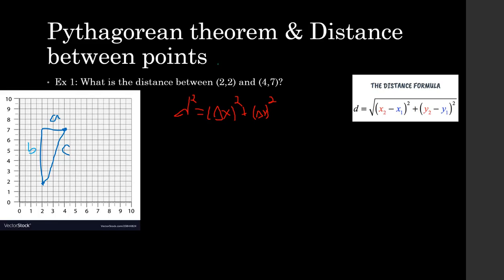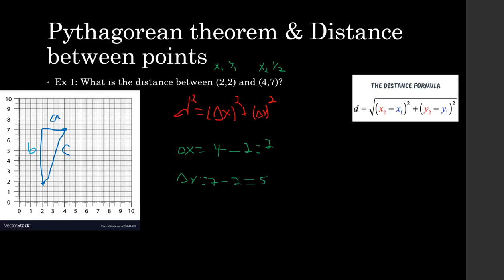So here we have our x1, y1, x2, and y2. So let's start with our change of x. So it's 4 minus 2. And that's going to give us 2. Now, it's going to be the same thing as change of y. You're going to subtract 7 minus 2. And it's going to give us 5.